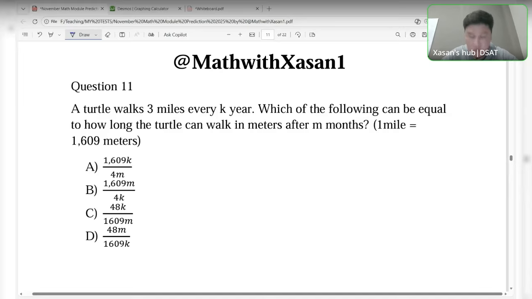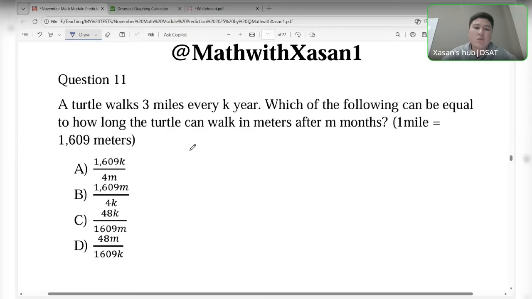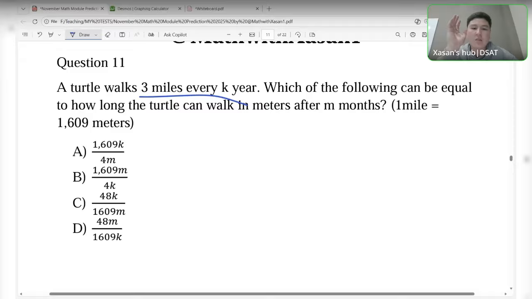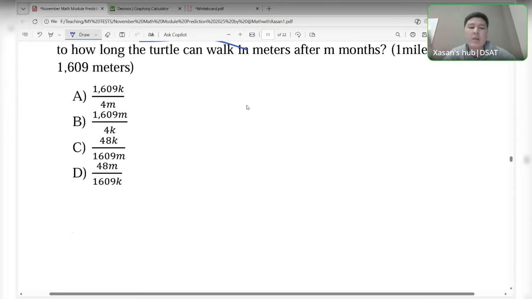And now let's start. So read the question and understand well. A turtle walks 3 miles every k years, guys. I just wrote it randomly. Which of the following can be equal to how long the turtle can walk in meters after m months? Like m months, guys. Understand? You have to find how long that turtle walks in m months, right? So I will start writing m months.